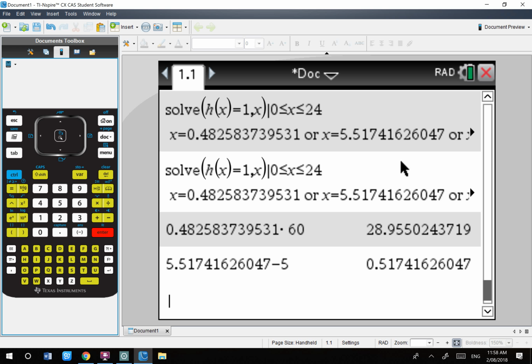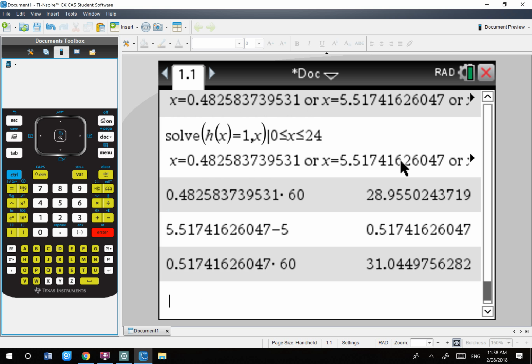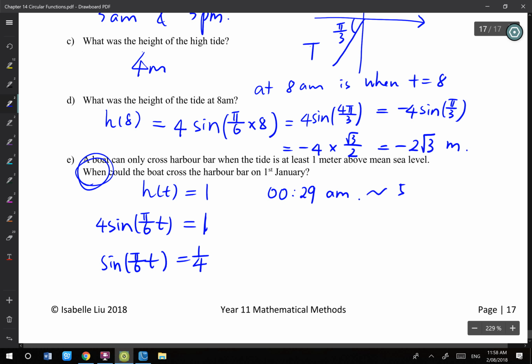And also see how many minutes the decimal is, so times that by 60. I got 31.04, so 31 minutes. So 5 hours and 31 minutes after midnight. I will say 5:31 a.m.